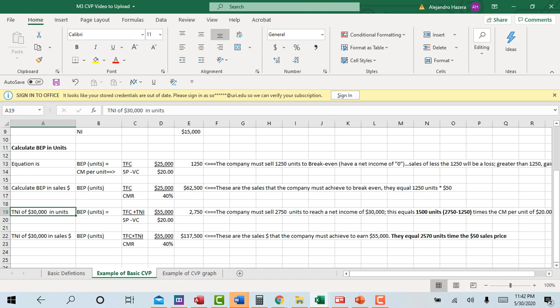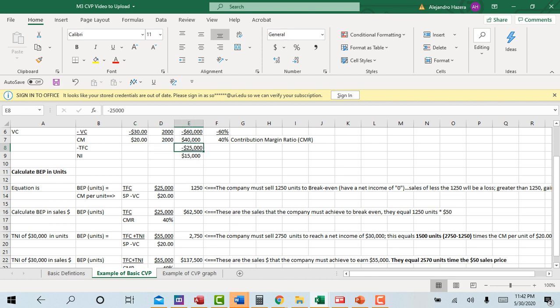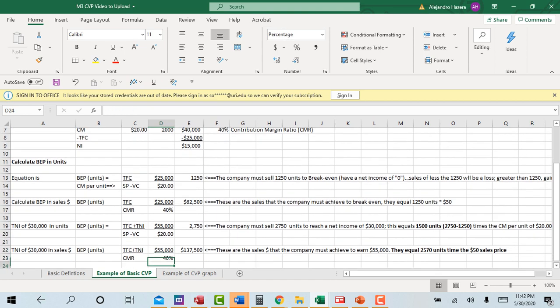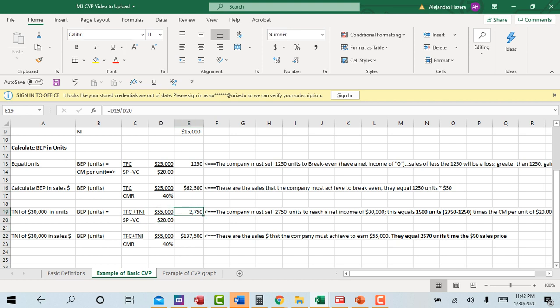The second concept we dealt with is, rather than just breaking even, we want a target net income of $30,000. So you've got to cover your $25,000 in fixed costs and $30,000 in target net income. The target net income was just an assumption. You can have 35,000. You can target any income you want. But I assumed 30, and in order to not only break even but also cover your target net income, you need 2,750 units.